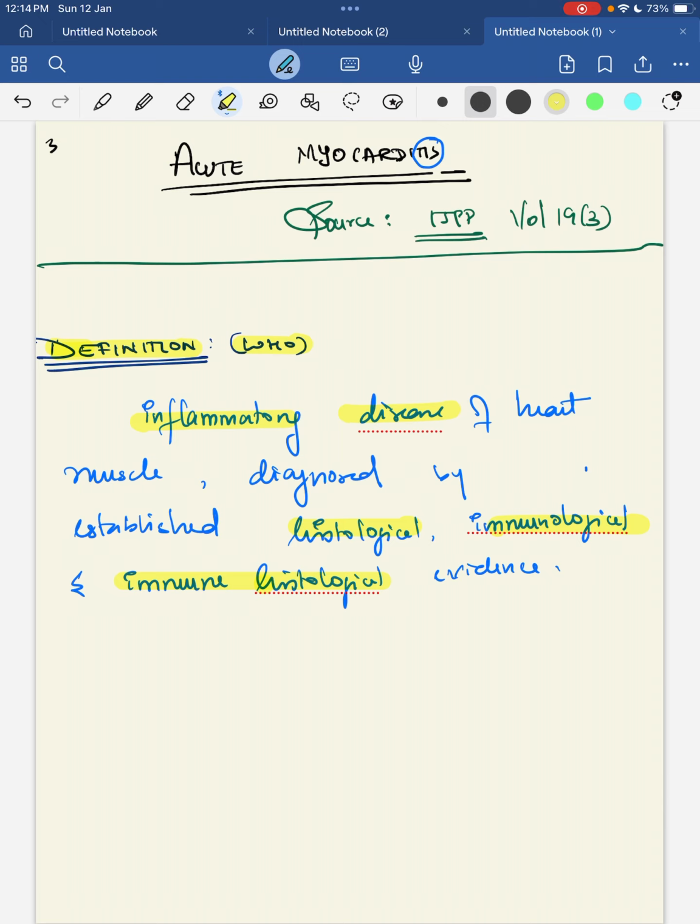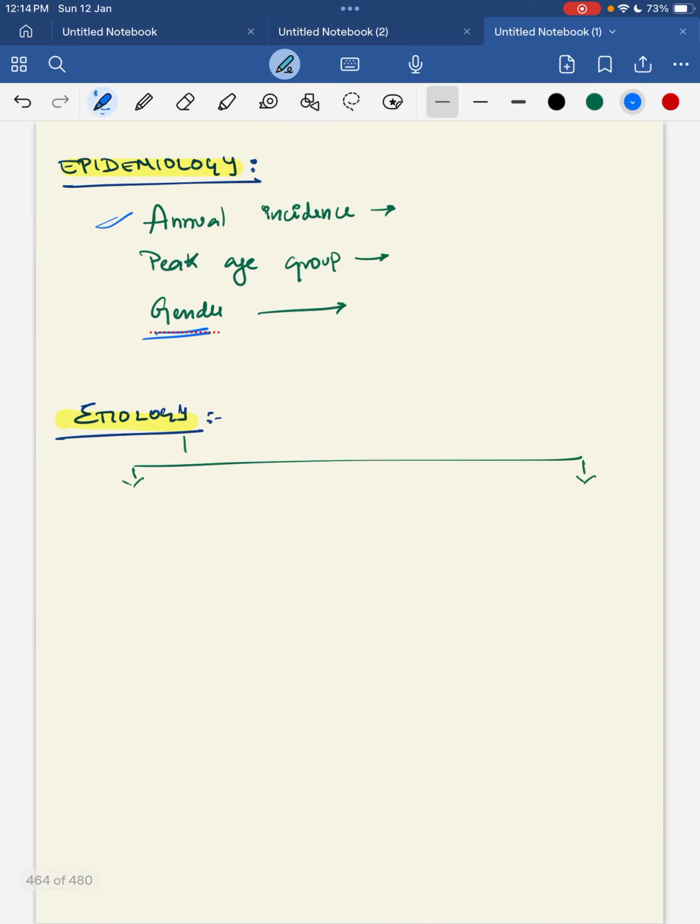Going on to your next topic, that is the epidemiology of myocarditis. The annual incidence is 1 in 1 lakh population. Next, the peak age group in which myocarditis is most common is during infancy and during mid-teenage. Gender: males are more predominantly affected compared to the female population, so it is a male predominance. These are the 3 main points regarding the epidemiology of myocarditis.